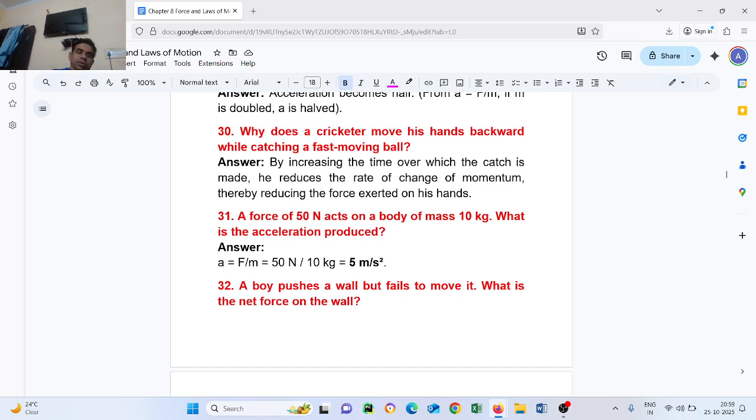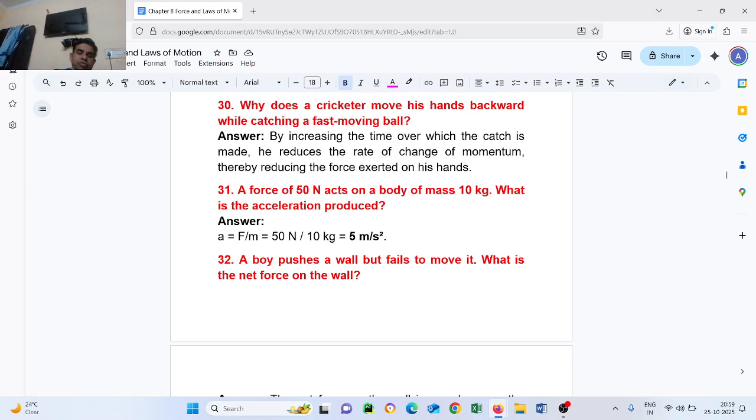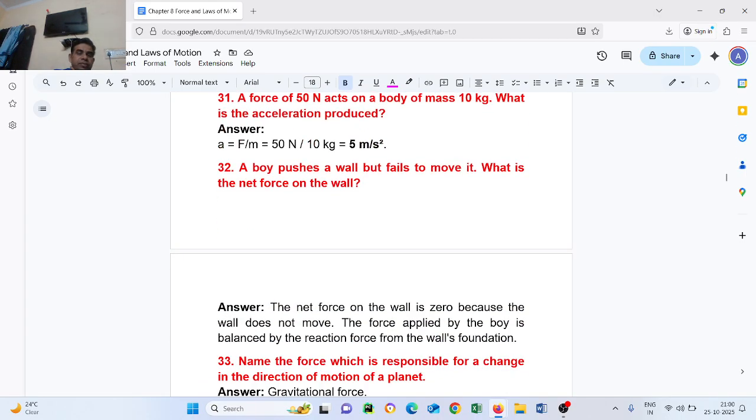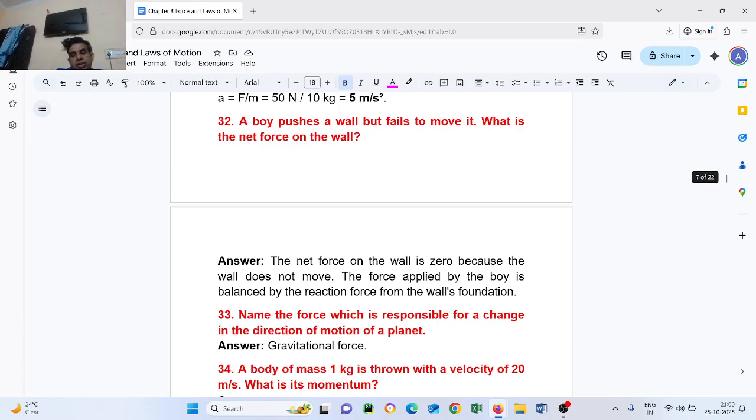Question number 32. A body pushes a wall but fails to move it. What is the net force on the wall? The net force on the wall is zero because the wall does not move. The force applied by the body is balanced by the action-reaction force from the wall's foundation.